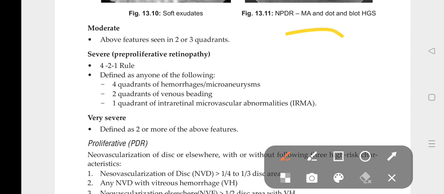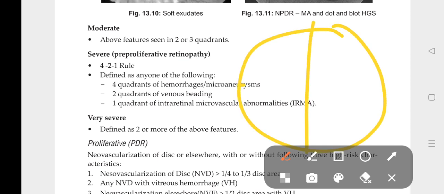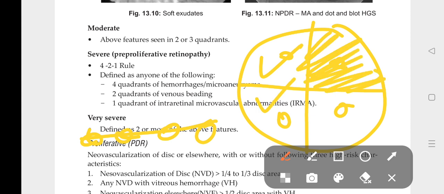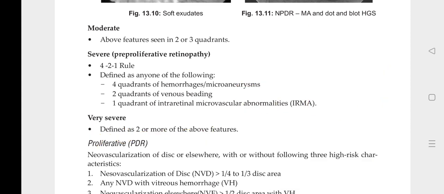Here is a circle; we divide it into 4 quadrants. 4 quadrants of microhemorrhages means all 4 quadrants have microhemorrhages, and 2 quadrants of venous beading. Venous beading means the veins will get beaded. They are seen in 2 quadrants, and in one quadrant intraretinal microvascular abnormalities. This is the 4-to-1 rule, which defines severe non-proliferative retinopathy.